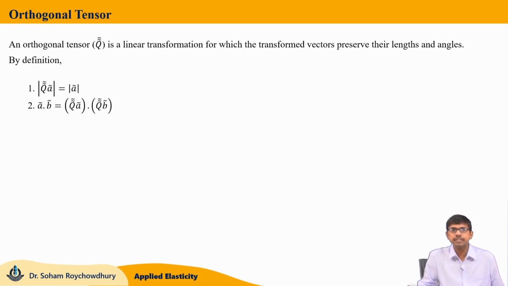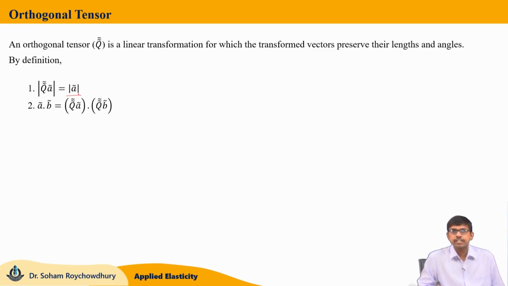Now, by the definition of this orthogonal tensor, if we have Q acting on A, where A was the original vector, the magnitude of A should be equal to the magnitude of Q acting over A. So, A was the original vector, Q acting over A is the transformed vector. The magnitude of both of them must be the same by the definition of an orthogonal tensor. So, the magnitude of QA is equal to the magnitude of A.